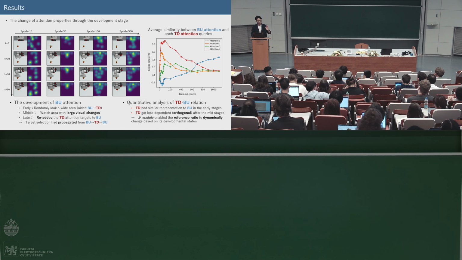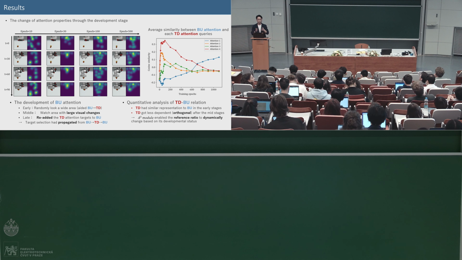And as the training proceeds, in the middle stages, the bottom-up attention started to look at other places with large visual changes, and in the later stages, the bottom-up then attended to the visual areas that are quite important for top-down attention. So what I want to say here is that target selection had propagated from bottom-up to top-down in the early stages, and then in the later stages, it went back from top-down to bottom-up.